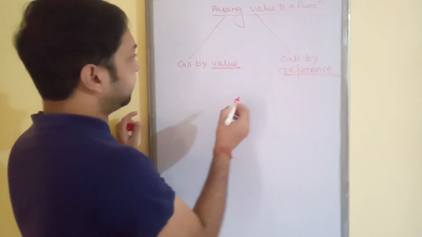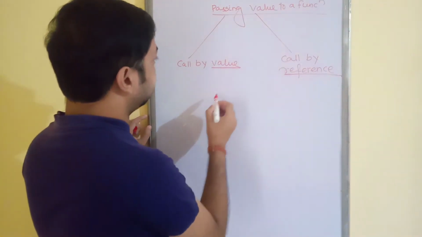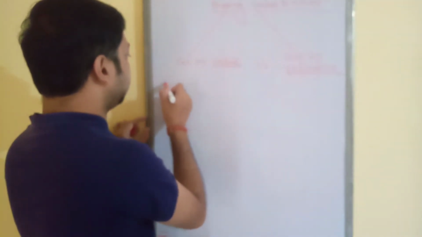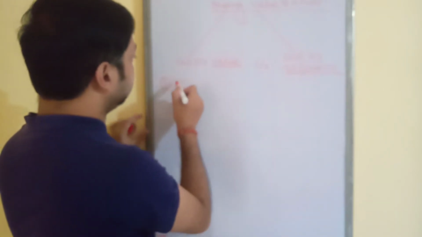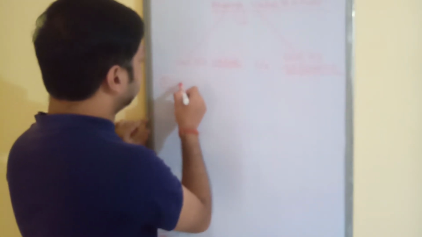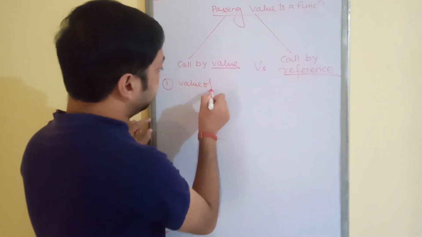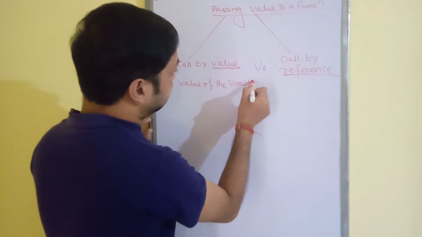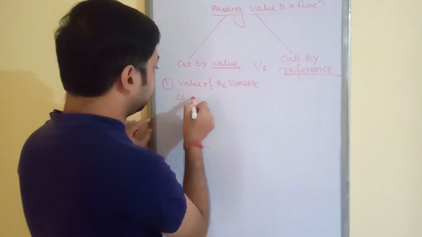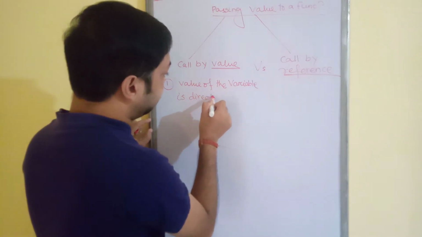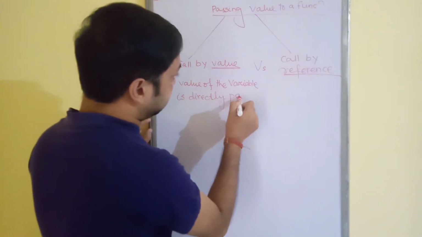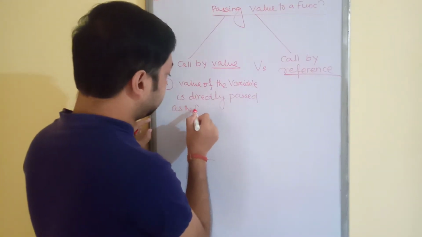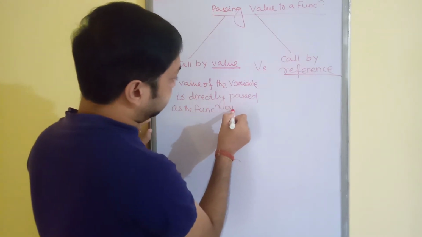So let us try to know the basic difference between them. This is call by value versus call by reference. The first difference is that in call by value, the value of the variable is directly passed as the function argument.